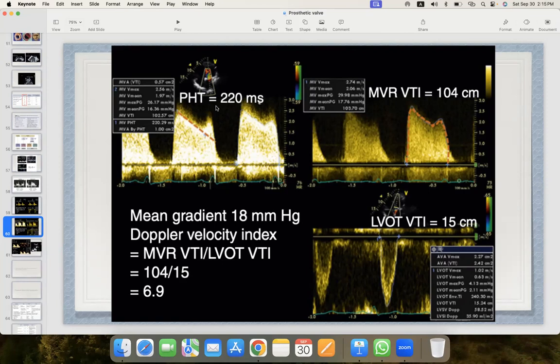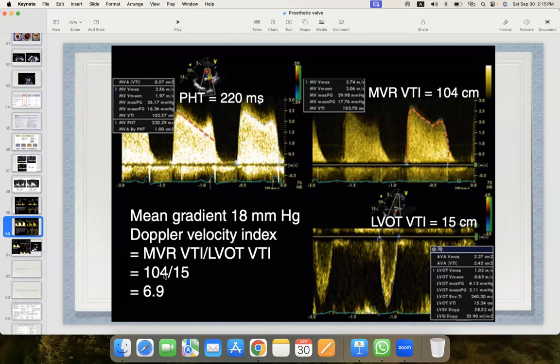And then you can also calculate the effective orifice area. Here we see that the stroke volume is almost 58. So you divide 58 by 104. So the area will be less than one. So it will be really significant stenosis in this patient.